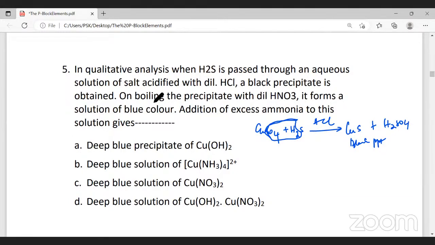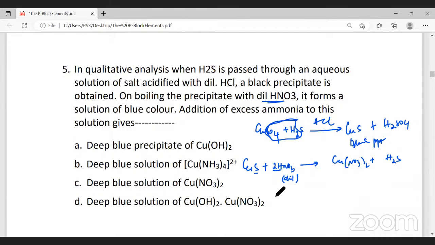Now, the second part: the black precipitate obtained is boiled with dilute nitric acid. When this black precipitate, copper sulfide, is boiled with dilute nitric acid, we get cupric nitrate plus hydrogen sulfide. You can see the hydrogen and sulfur get eliminated as hydrogen sulfide, and we get cupric nitrate. Next, it forms a solution of blue color. The blue color is because of cupric nitrate.